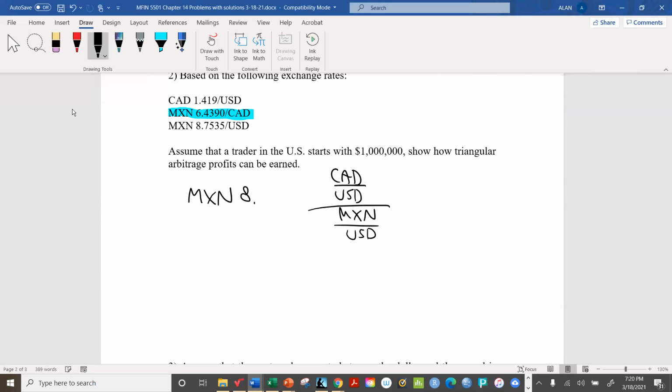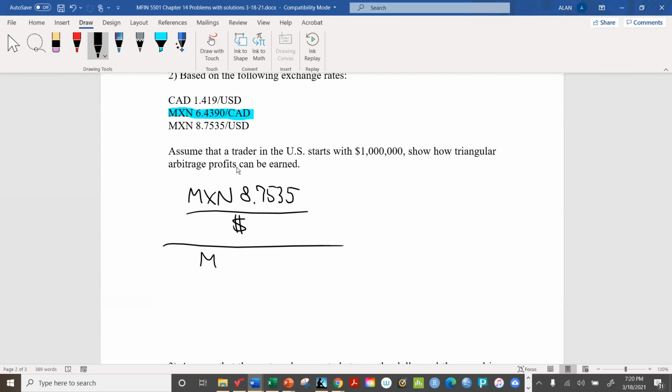Yeah, this is not what we want. Okay, no, I think it's fine the way it is. All right, I'll show you why. If we have Mexican peso, 8.7535 per dollar, and we divide that by Mexican peso. No, that's not what I want. I want the Canadian to US dollar. So we'll call it CAD for Canadian dollar, 1.419.